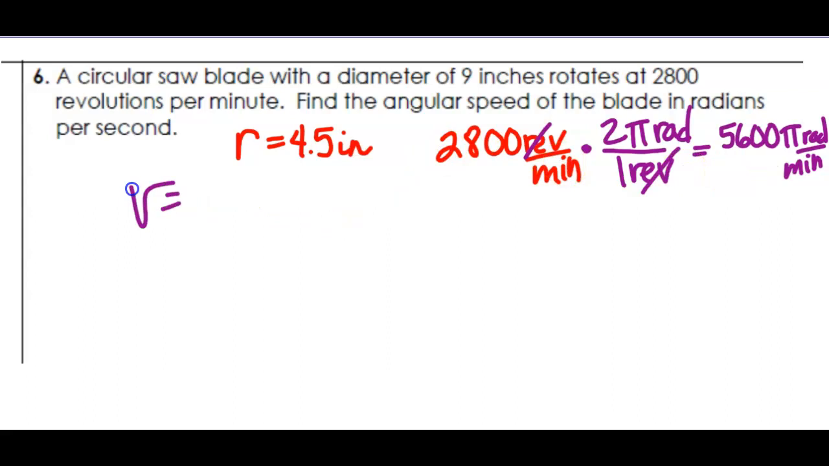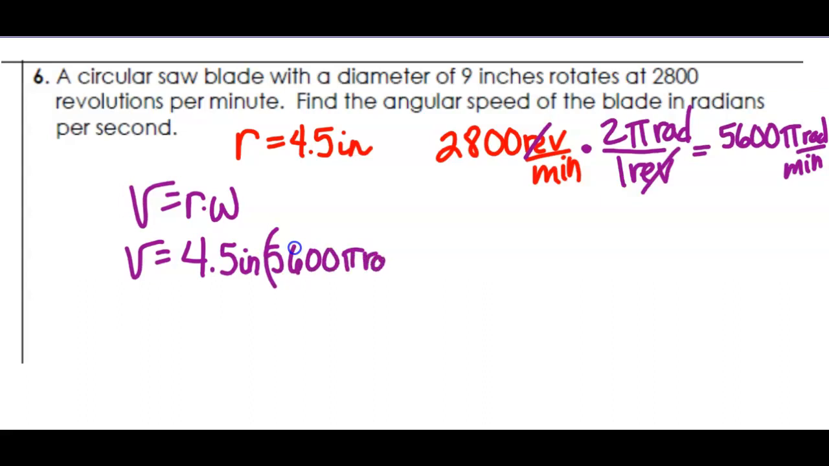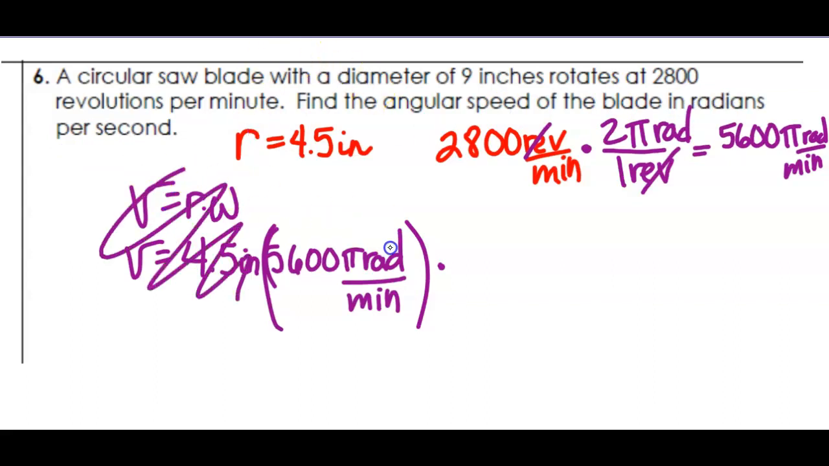And that's actually our angular speed. So our linear speed is going to be the radius times the angular speed. 4.5 inches times 5,600 pi radians per minute. But we need radians per second. Oh, they want angular speed. Oh my goodness. Of course, I misread the directions. We don't need any of this. All we need is this number changed to radians per second. I'm so sorry, guys. I'm not going to redo the video, but it's a much easier question than it asks.